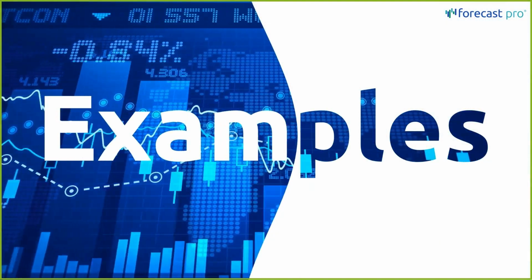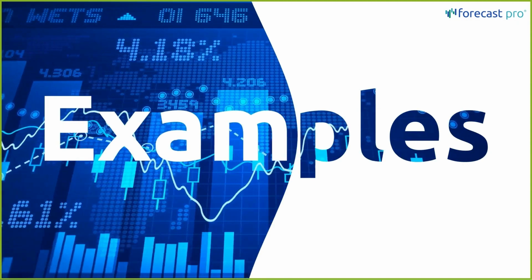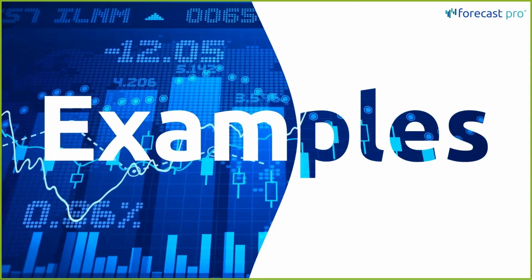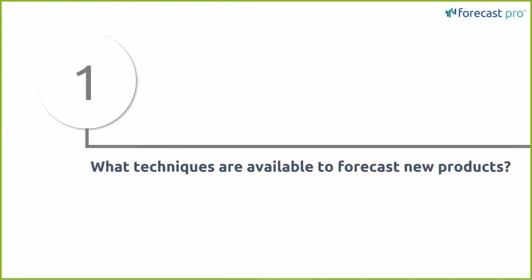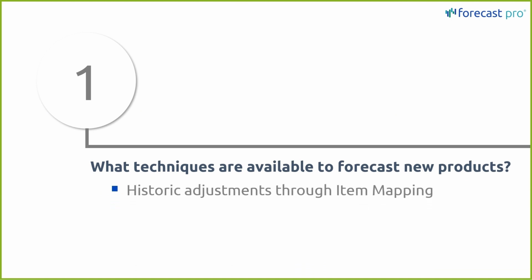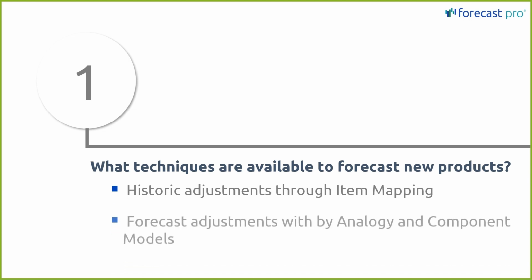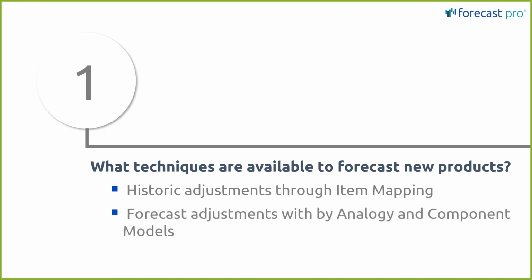We're going to look at several examples using Forecast Pro today. The first of these is just what techniques are available in Forecast Pro to forecast new products. And we're going to focus on a couple of these. The first one being item mapping, also called item supersession. We're also going to look at some alternate techniques like forecasting by analogy and custom component models.